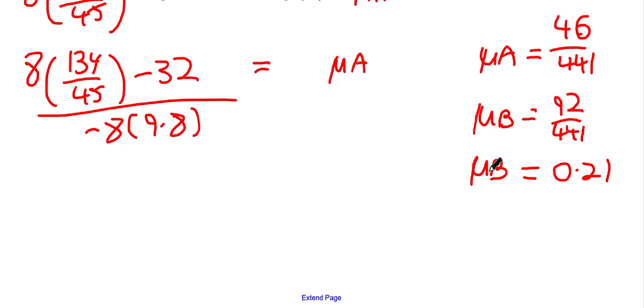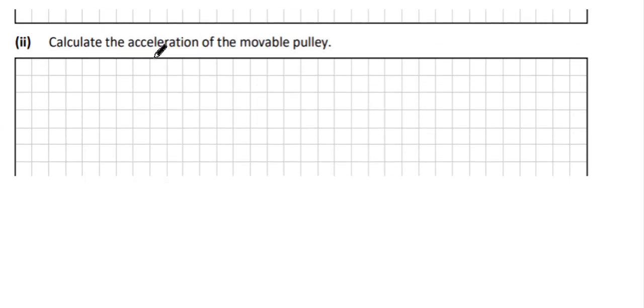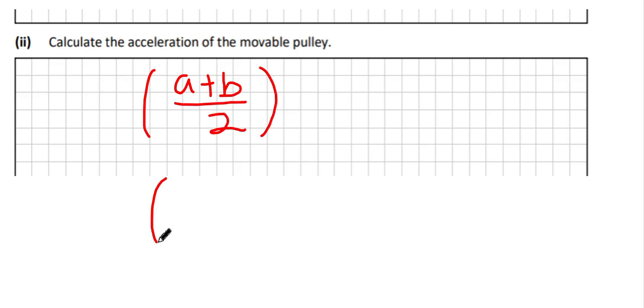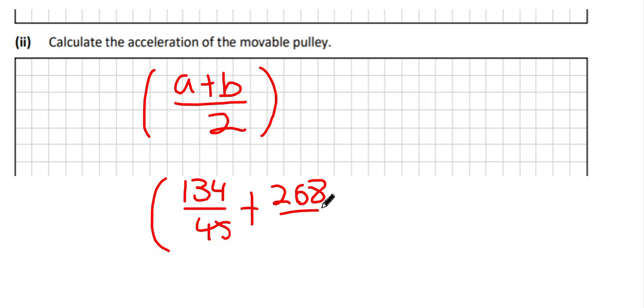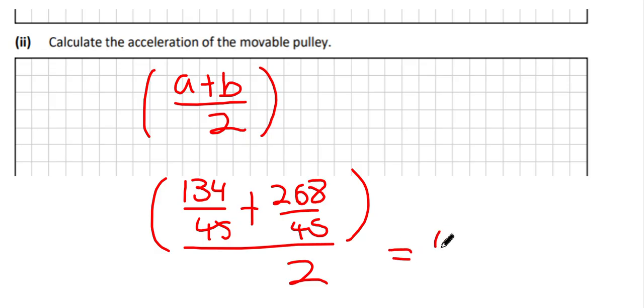You okay with that? And we're going to be pretty happy about this because in part 2, which is this part here, calculate the acceleration of the movable pulley. Well, the movable pulley is (A plus B) all over 2. And what did we say it was again? 134 over 45 plus double that, 268 over 45. And then divide the whole thing by 2. And what I'm hoping you get is 4.47 meters per second squared.